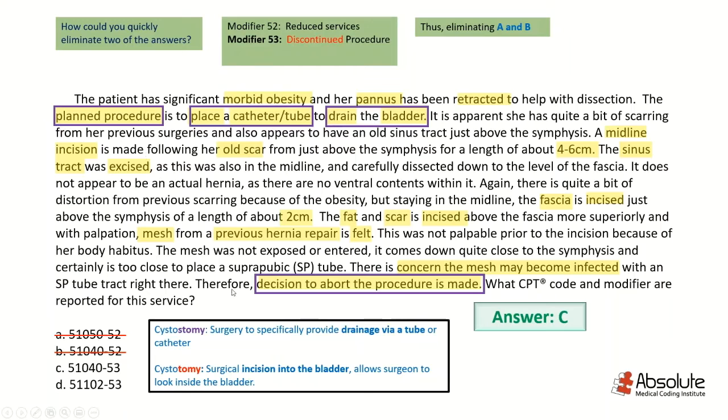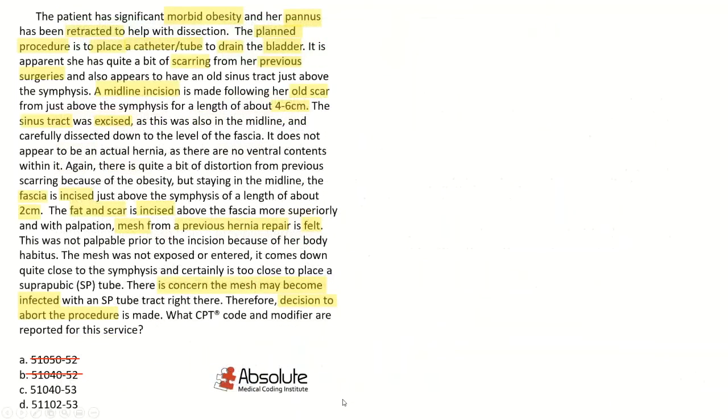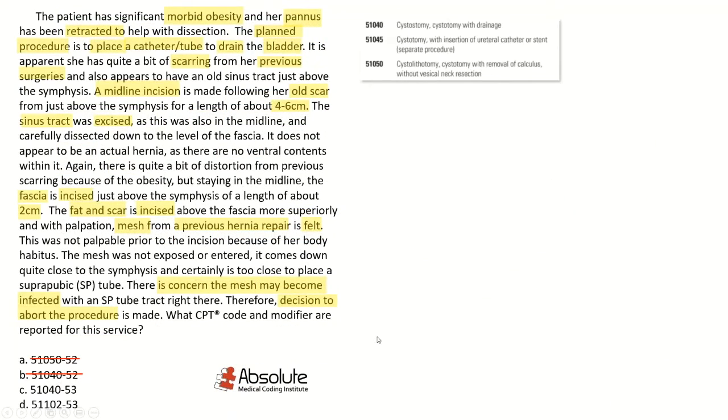That's what we wanted to do. Now we take a look, because these are two terms that you're going to see in the code selection. A cystostomy is a surgery to specifically provide drainage via a tube or catheter, and a cystotomy is the incision into the bladder. This is an incision into the bladder that allows the surgeon to look inside. So we want to be clear on that.